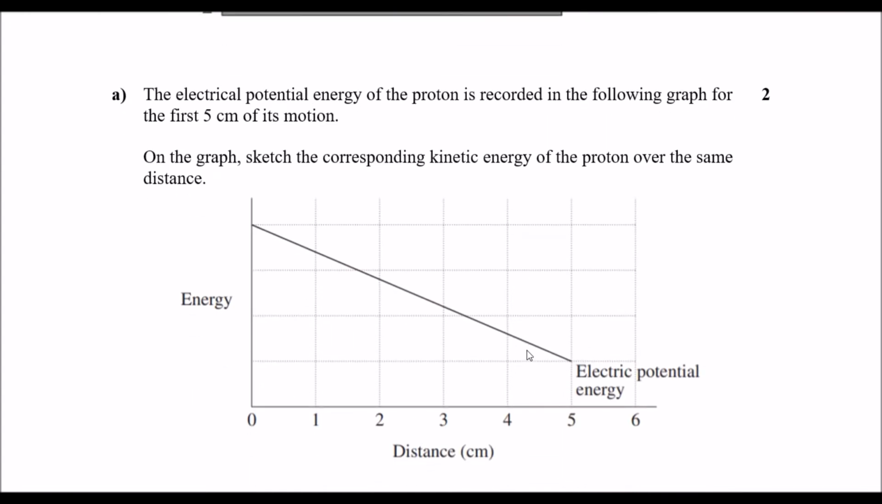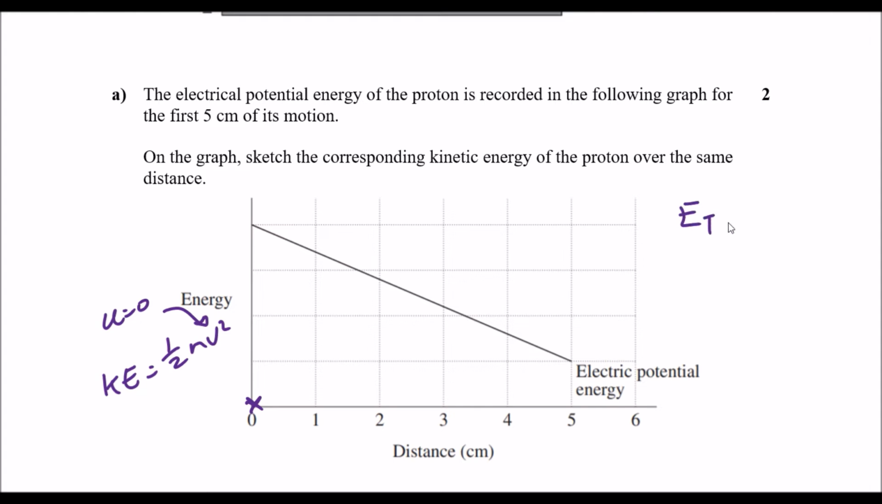Go to question A. We have the electrical potential of the proton recorded in the following graph for the first 5 centimeters of its motion. On the graph, sketch the corresponding kinetic energy of the proton over the same distance. So we are ending the change at 5. Well, we already know from the question that the original velocity was 0. So going by our formula, half mv squared, if v is 0 at the start, that means kinetic energy must be 0 at the start. The next question is, where does it go at the 5 centimeter mark?